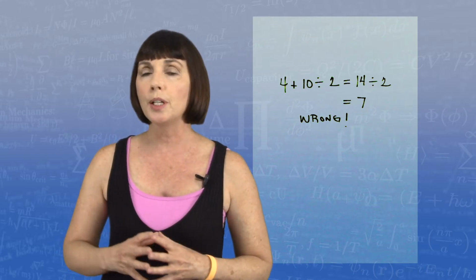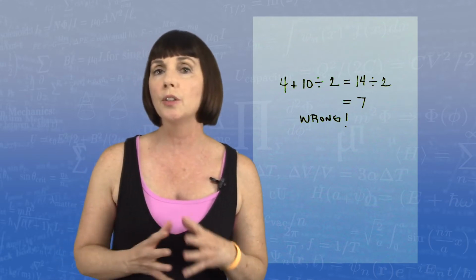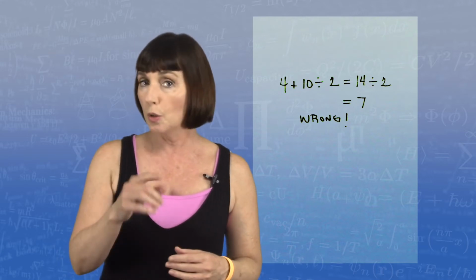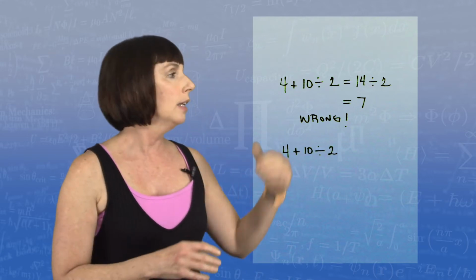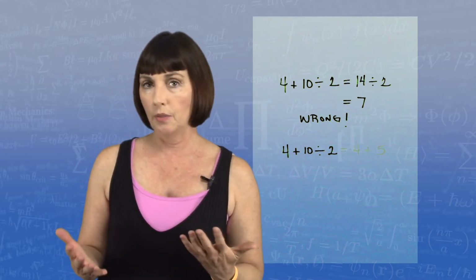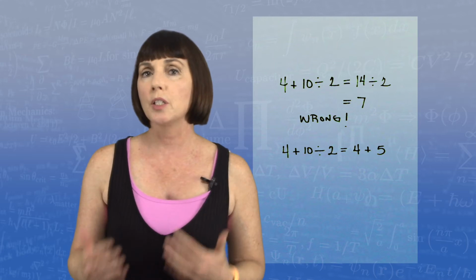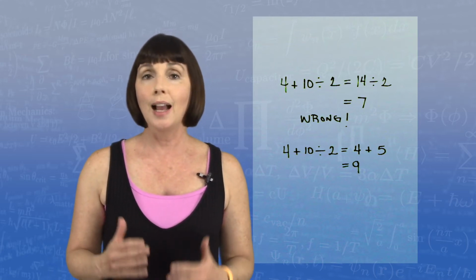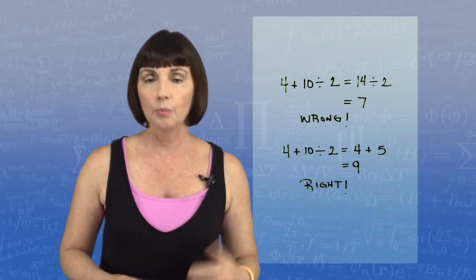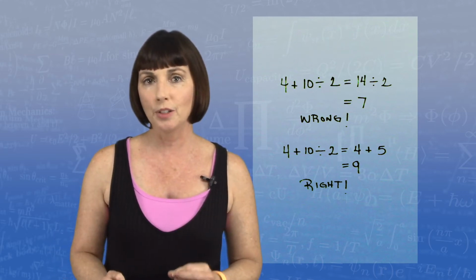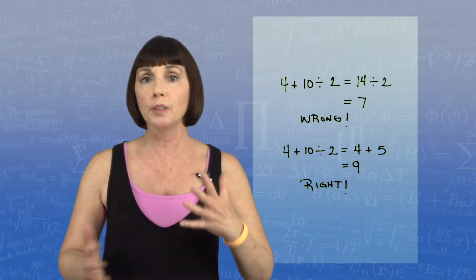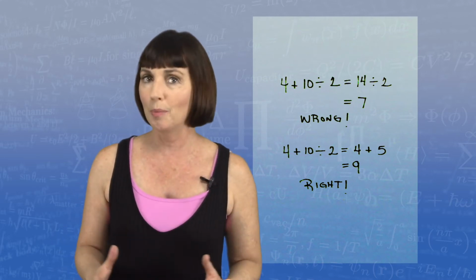According to order of operations, I should do multiplication and division from left to right first, and then addition and subtraction. So if I do that, I'll do my division first, and I'll get 4 plus 10 divided by 2 is 5. 4 plus 5 is 9. So you see, I get two different answers. The second one is the right answer because I'm following order of operations. That's why it's important. If we didn't have it, we would be getting multiple different answers to the same problems.